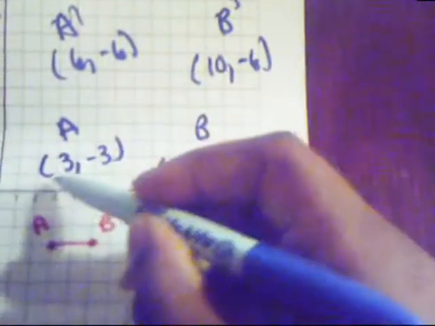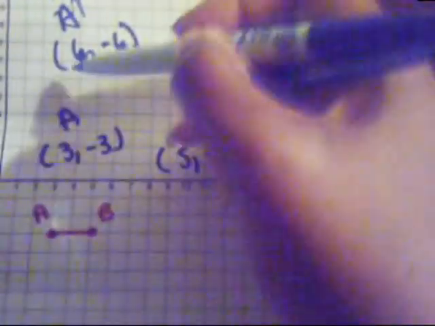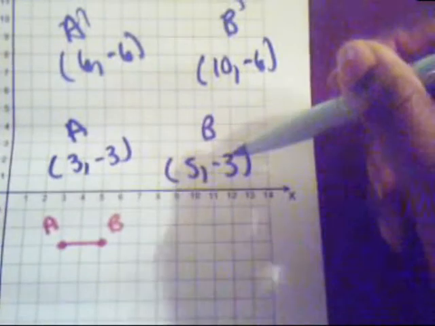So let's multiply. 2 times 3 is 6. And 2 times -3 is -6. B prime, we'll take the same scale factor 2 and multiply it by 5 and -3. 2 times 5 is 10. And 2 times -3 is -6. So guys, what used to be A at 3, -3 is A prime, 6, -6. What used to be B, 5, -3 is now B prime at 10, -6.